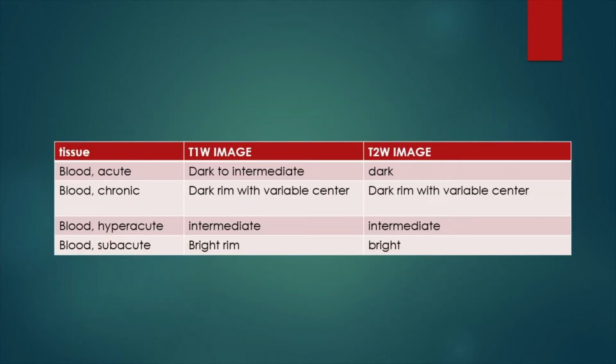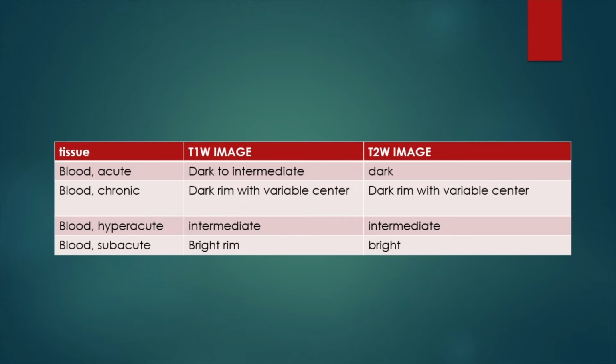So the blood can be differentiated into hyperacute, acute, subacute, and chronic based on the intensity in the MRI. So in the T1 weighted image, acute blood would appear as dark to intermediate, whereas the chronic infarcts would appear like a dark rim with variable center, and hyperacute would appear as intermediate intensity, and subacute hemorrhage would appear with a bright rim. Why so?